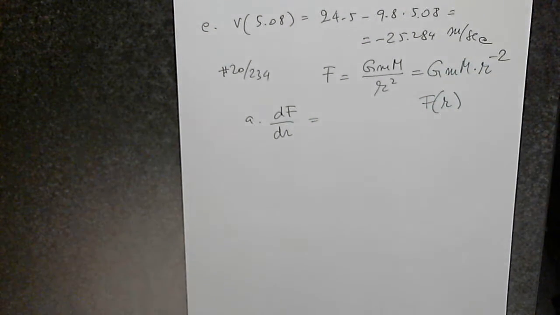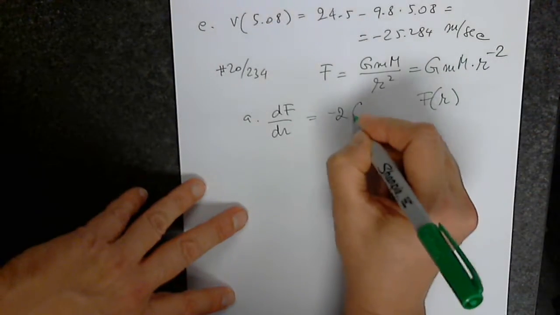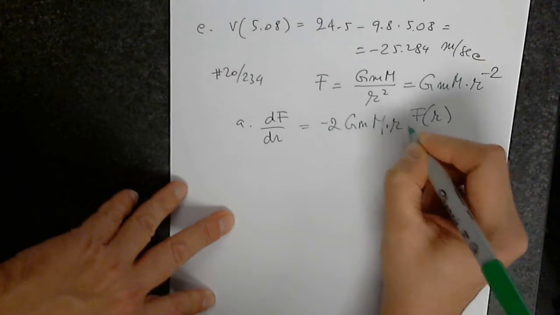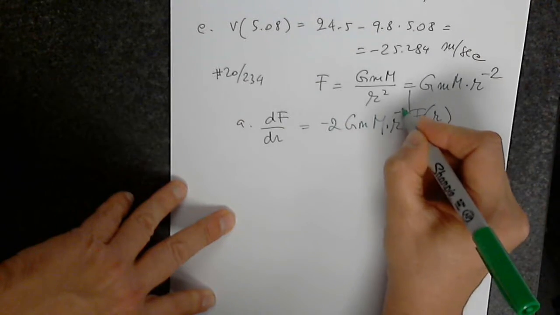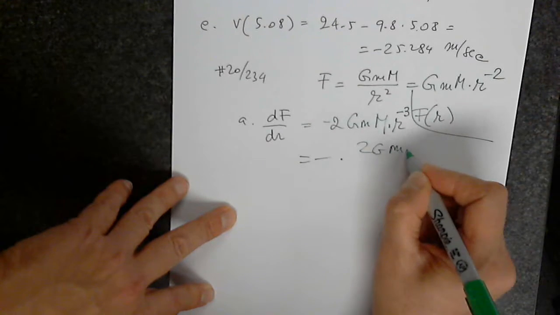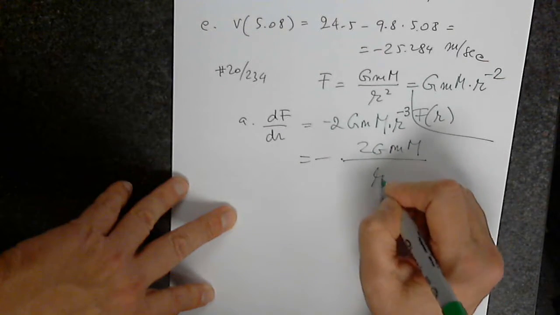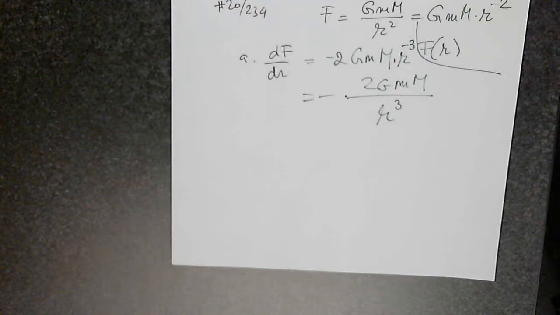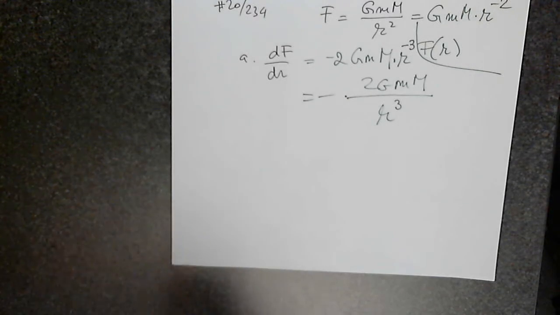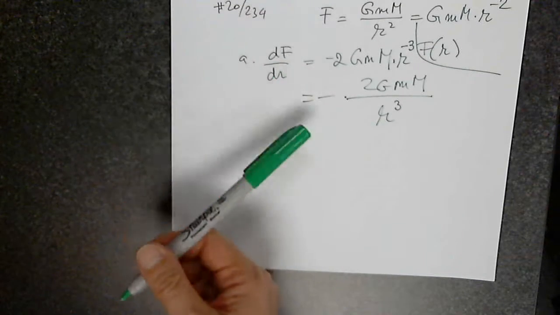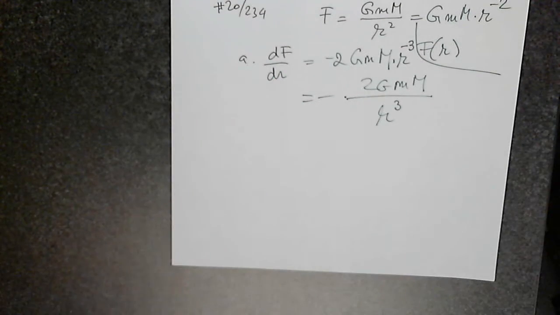Negative 2GMm times r to the negative 3, or negative 2GMm over r to the third. Excellent. Explain its meaning. Well, we already did. It is the rate of change of force, gravitational force, with respect to the distance between the bodies.